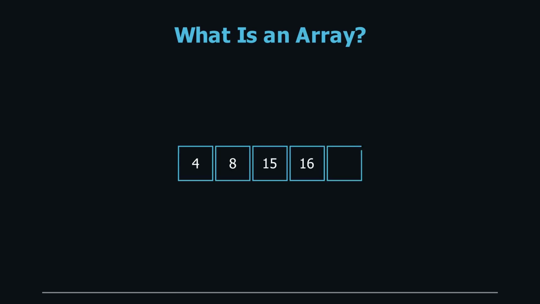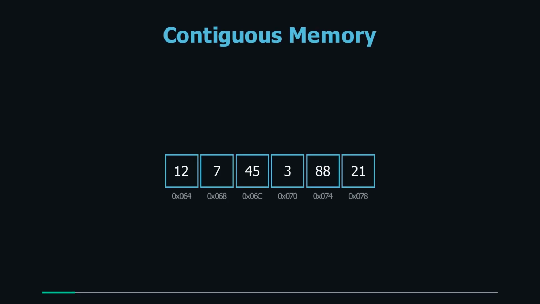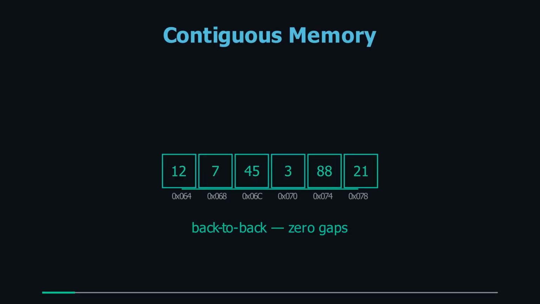An array is one of the most basic ways to store data. It's simply a list of elements, all sitting together, each one reachable by a number called its index. What makes an array special is how it's stored. Every element sits right next to the last one in memory, back to back, with zero gaps in between.